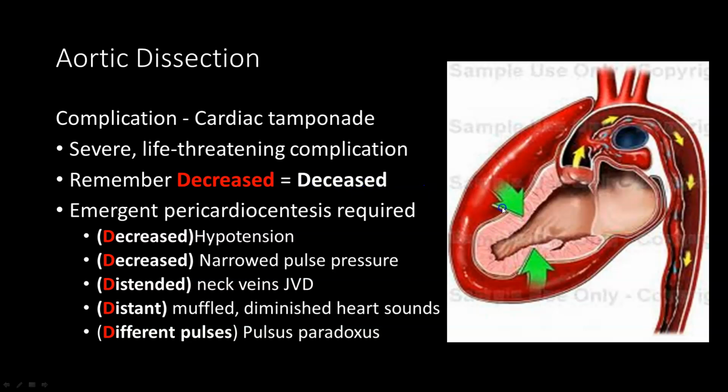The biggest one that we always talk about are our 5 Ds here. Decreased blood pressure, narrowed pulse pressures, distended neck veins, distant heart sounds. So they may say distant, they may say muffled, they may say diminished. If you see any of those words on anything NCLEX or test, they are talking, or I am talking about cardiac tamponade. And then you end up with pulsus paradoxus. We talked about having an irregular rhythm with AFib. You can also have this pulsus paradoxus with cardiac tamponade.